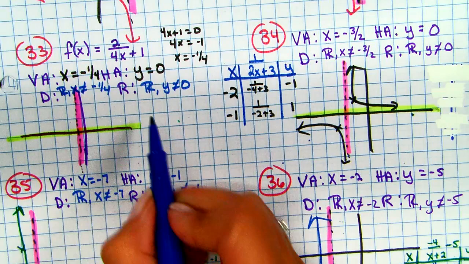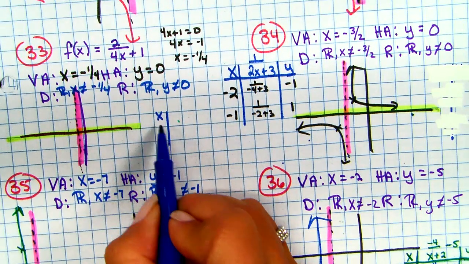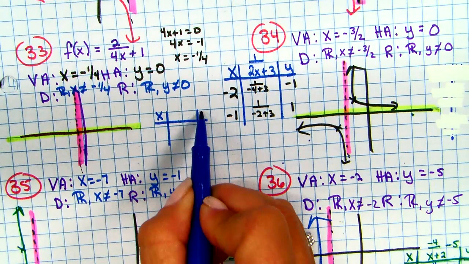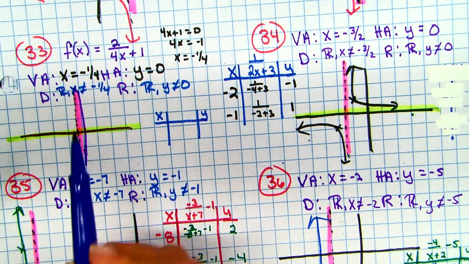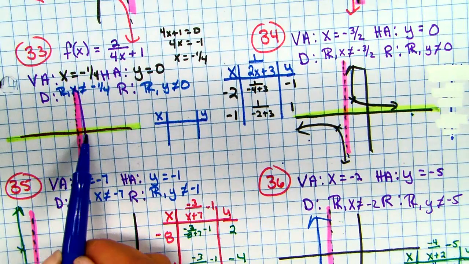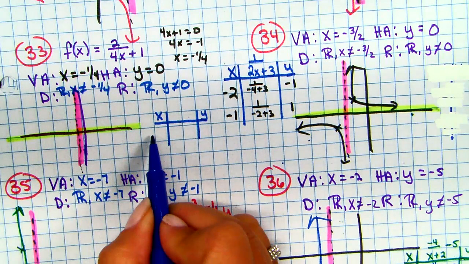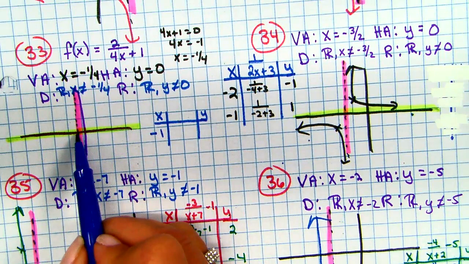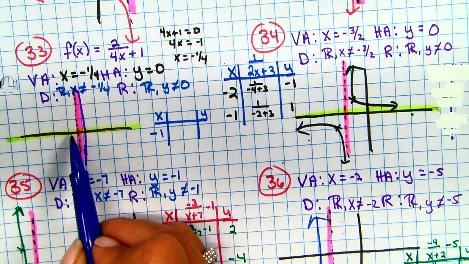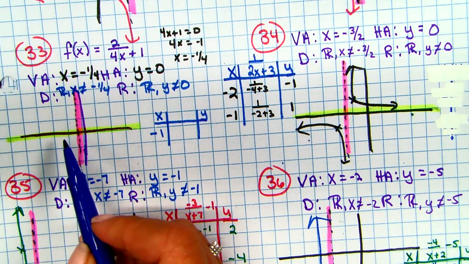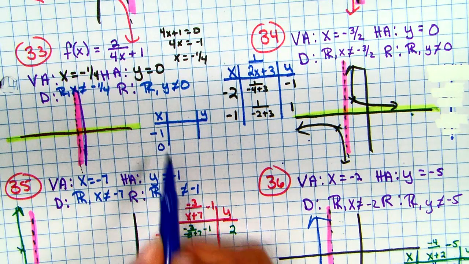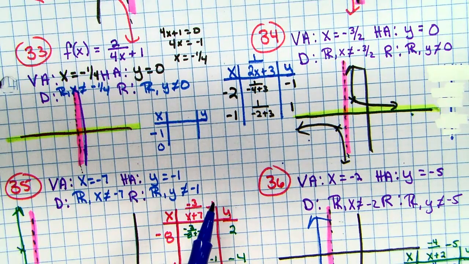Now let me make a table of values. We want to be to the left and to the right. It's not really tricky, but what would be a good number to the left of negative 1/4? Negative 1, right? And what about to the right of negative 1/4? How about 0? You could use 1. You're not wrong to use 1, okay? But 0 is even easier to plug in. But 1 is fine as well, okay?